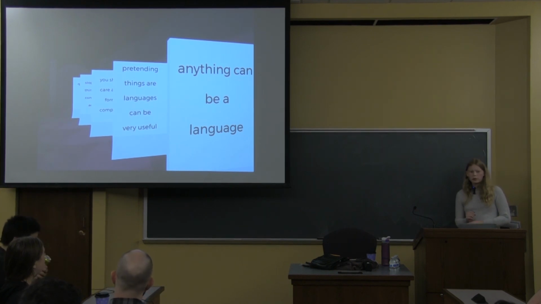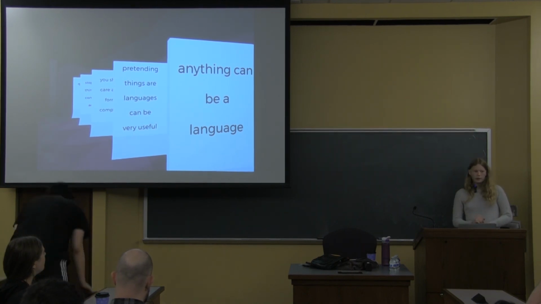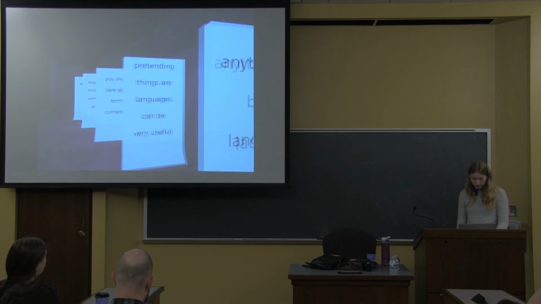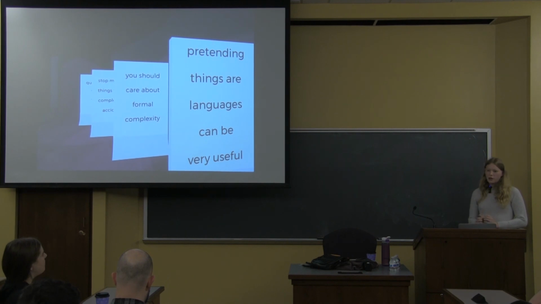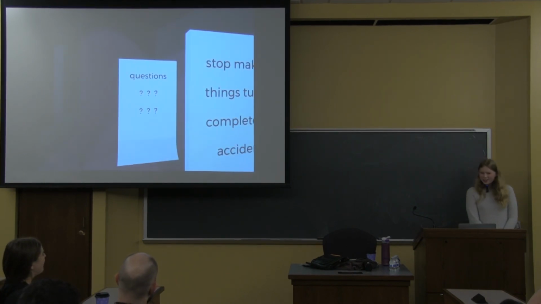Starting with the assumption that you're going to be working with a fairly complex set of semantics is often a much more useful perspective than, say, starting with the user interface interactions or behaviors or maps or sketches of an interface. It gives you a much better foundation to start with when designing something. You should care about formal complexity. Not in the sense that you should always create a formal model for your interfaces, but instead know that there are consequences to making things too complex. Please stop making things Turing complete by accident. And now I'll take questions.